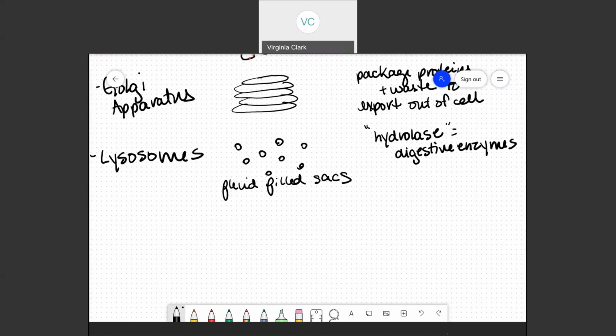If you are inside the cell, these lysosome sacs, when they break open, are actually called the suicide sac of the cell. Because if these guys are broken inside the cell, they will start to digest the cell.